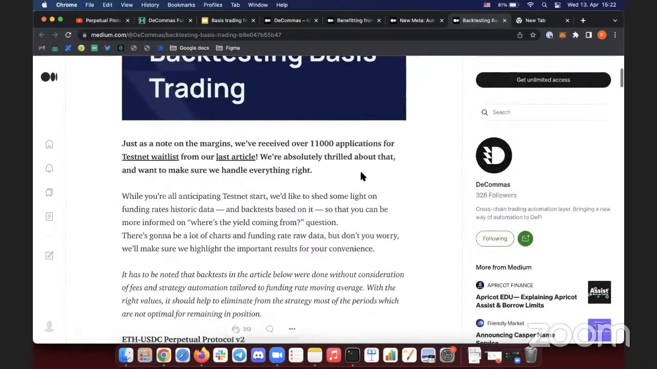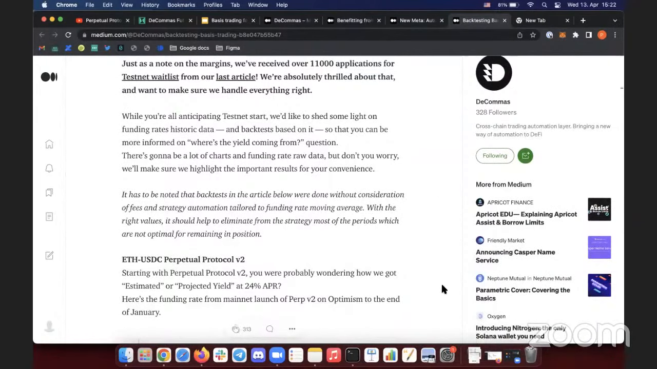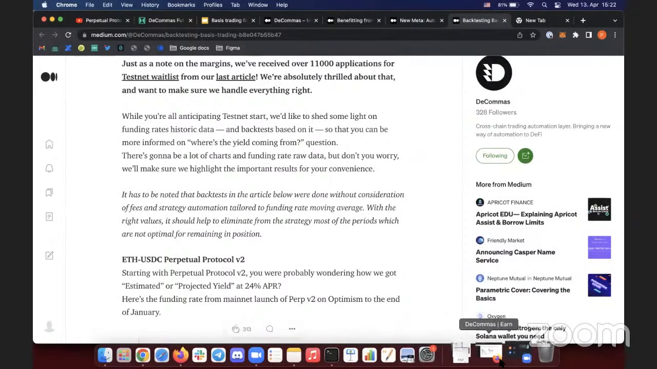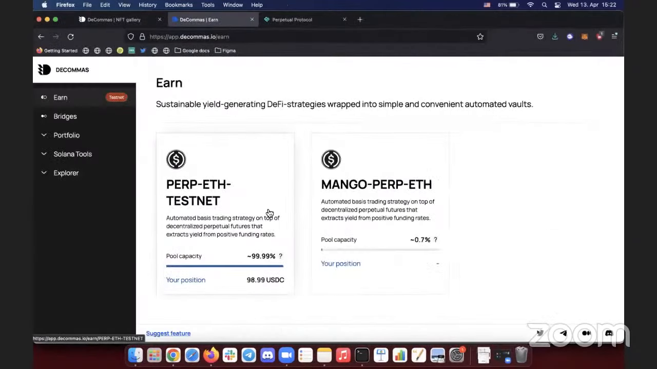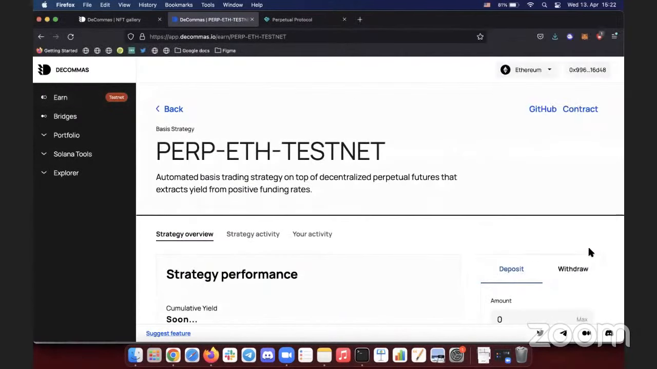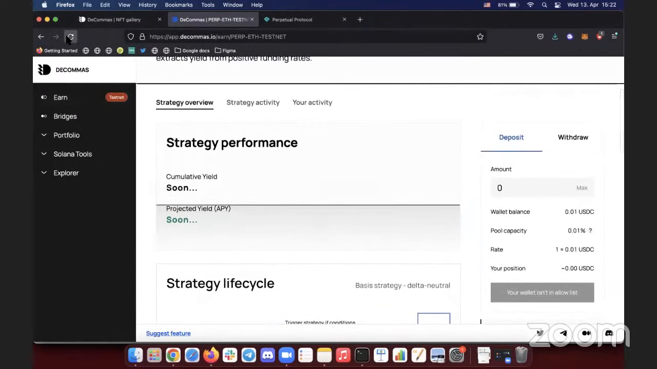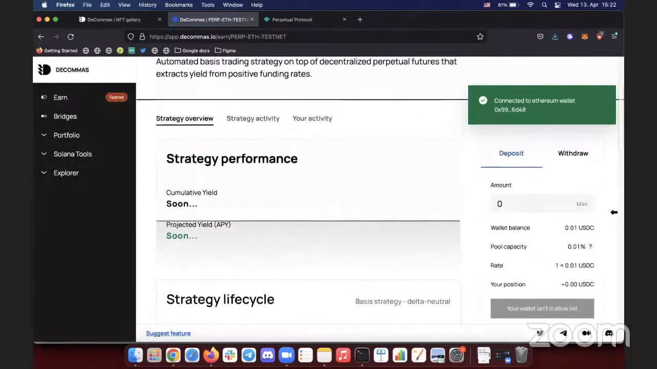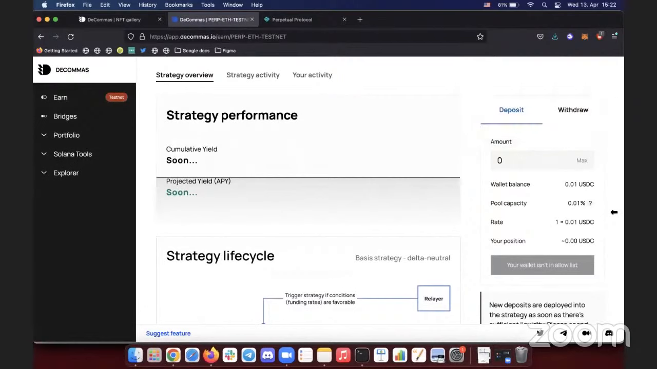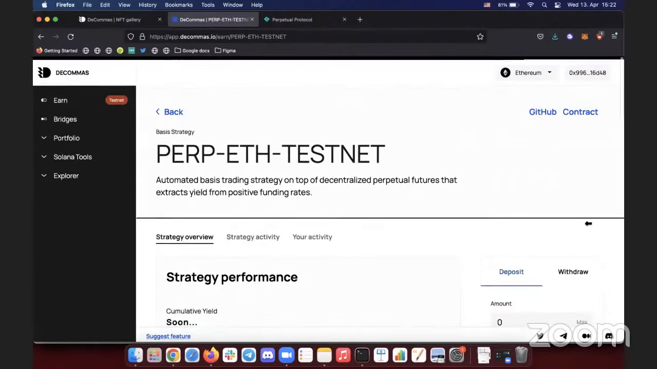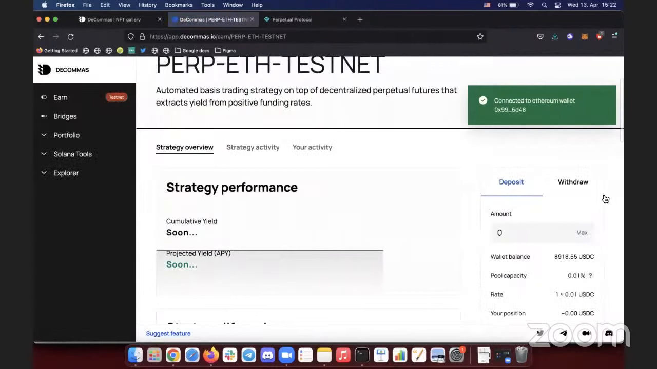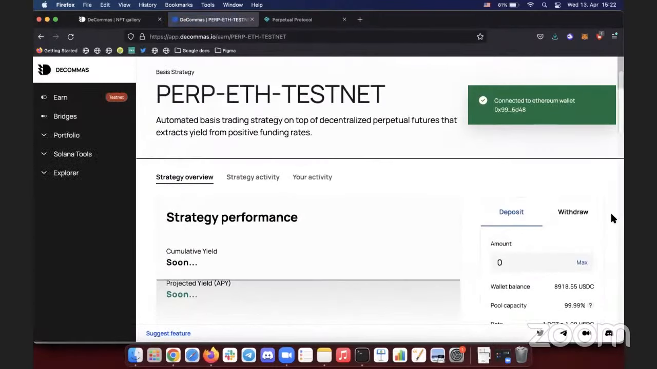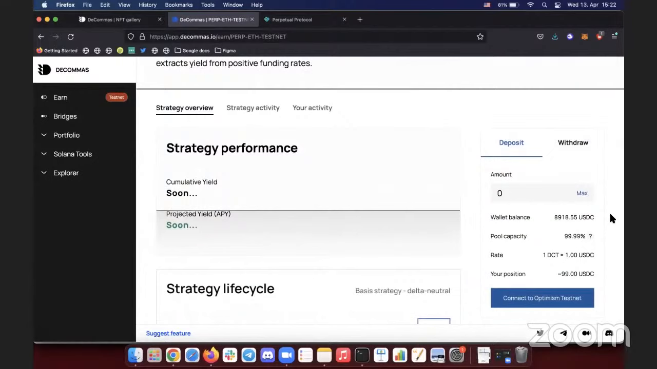And then the last thing that I actually wanted to show is the thing that we are working on right now, which is our automated basis trading vaults. It's right now in testnets. So I'm going to show you how it looks. We are working on improving the UI based on the feedback that we received from the community, so the strategy performance and all the data regarding that will be more understandable and cleaner. We still have the cumulative yield and projected yield coming.